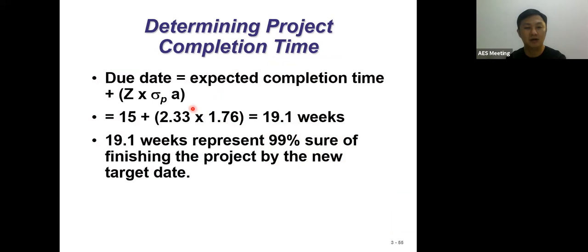The formula we apply here is expected time plus 2.33 times 1.76. 1.76 is the standard deviation. Once you have completed all the exercise here, you will get 19.1 weeks. Meaning to say, to complete this project with 99% certainty, we need 19.1 weeks.